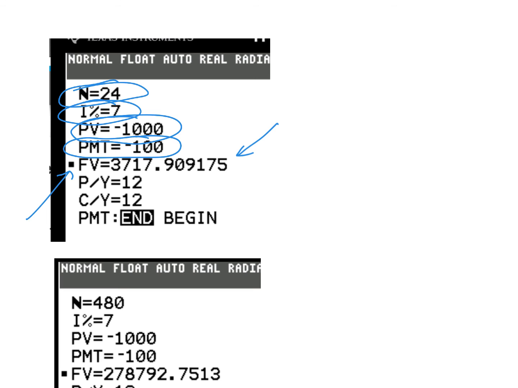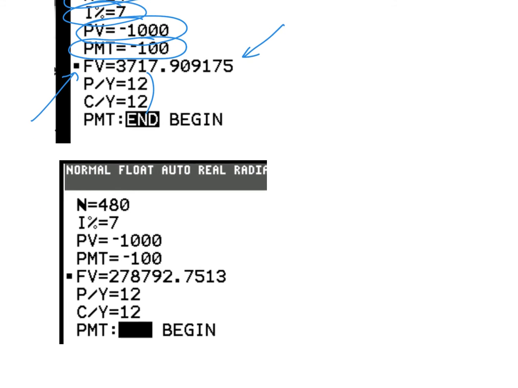So you got there, you hit alpha solve. Remember, you can't have a blank spot, so you'd have to put a 0 there to hold the place until you actually have the calculator calculate it or alpha solve it. Again, we use 12 for monthly payments in those two spots.